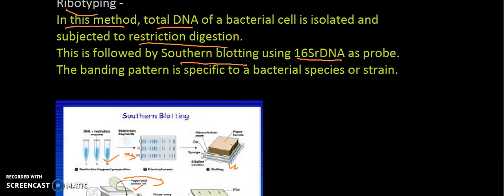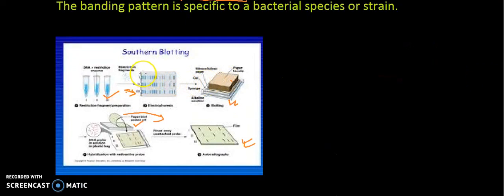Here the cells are lysed in DNA extraction. The DNA is denatured and amplified in PCR, and then restriction enzyme digestion is carried out, maybe with EcoRI, BamHI or SalI. It is then run on a gel and gives a banding pattern. If you take total DNA without doing PCR and digest as you did in ribotyping, it will not produce bands like this. Rather, it will produce smears, and that's why you need to do Southern blotting after that.